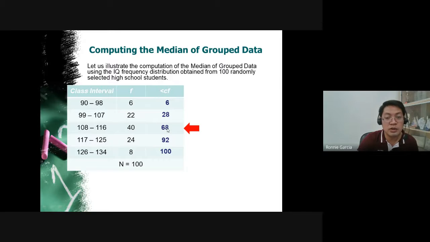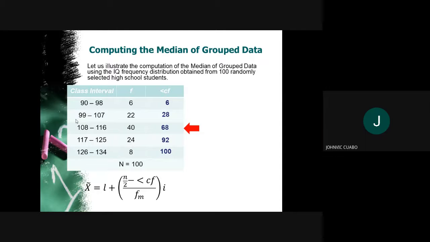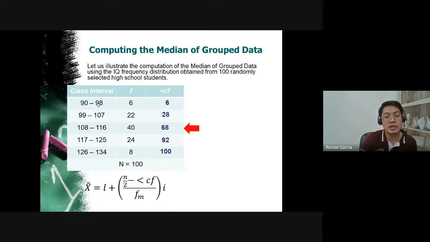So mao ni ang atong tan-awon karon para i-substitute nato sa formula. So ang formula, ipakita again, kining L is the lower class boundary. So ang median class nato is 108 to 116. So kung ang lower nimo is 108, pero lower class boundary man siya, mag-minus ka og 0.5. So this is 108 minus 0.5. What is the result? 107.5. Correct. So ang lower class boundary aning 90 to 98 is 89.5. Ang lower class boundary sa 99 to 107 is 98.5. Ang lower class boundary sa 108 to 116 is 107.5 and so on. So mag-minus ka og 0.5 to get the lower class boundary. Kung asa ning n? Kung unsa value ani?